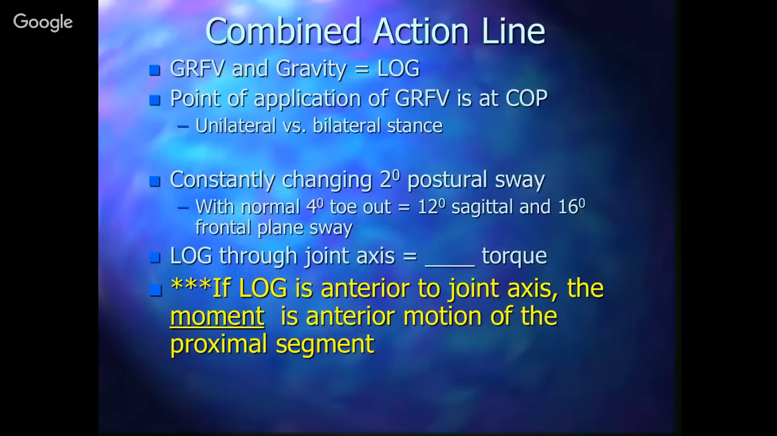If the line of gravity is anterior to the joint axis, the moment or the potential torque of gravity is anterior motion of the proximal segment. Remember, a segment is a bone. 2 segments come together, join in the middle, right? So if the line of gravity falls anterior to the axis, it wants to move the proximal segment, whatever the proximal bone is, in an anterior direction.